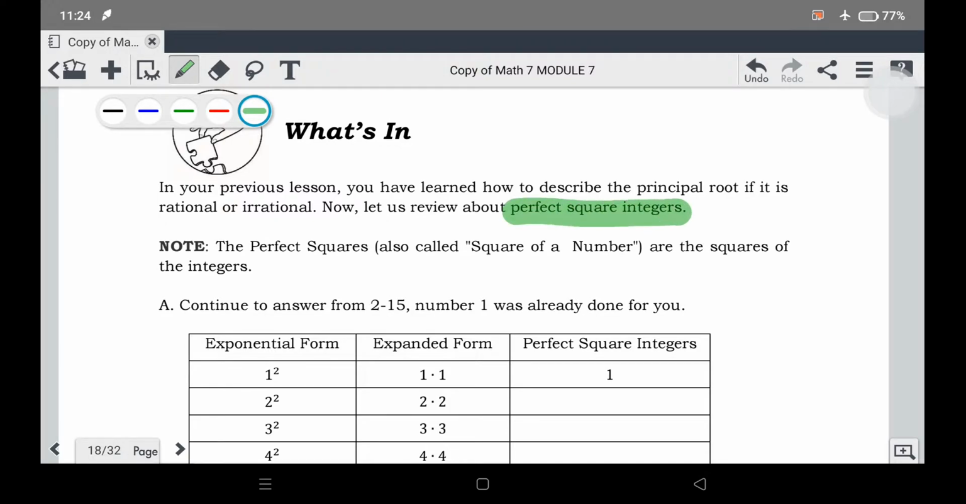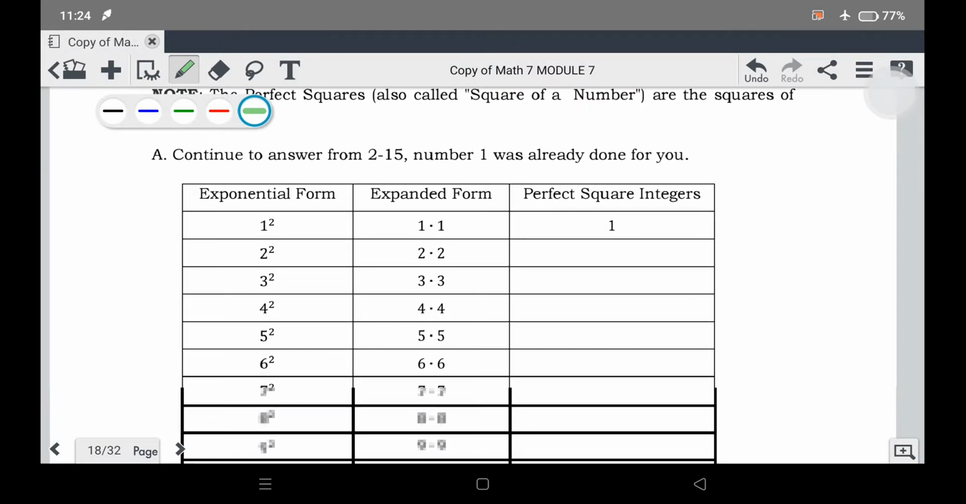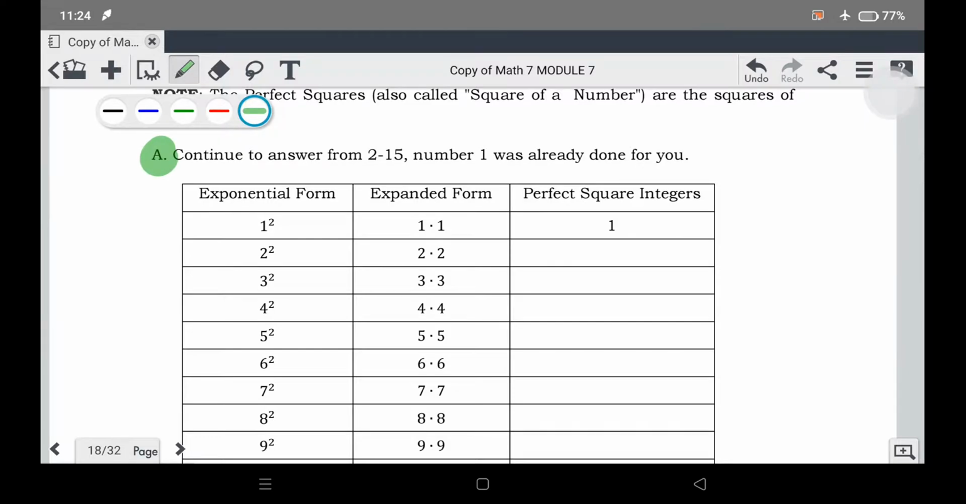When we speak of perfect square integers, these are a number multiplied by itself, resulting in a number. That number is called a perfect square. To learn more of that, let us answer activity A. Number 1 was already done for you. So we have here the exponential form, the expanded form, and the perfect square integer. Last topic, we had 1 times 1, 2 times 2, 3 times 3, 4 times 4, and so on. And we did answer that one, right?